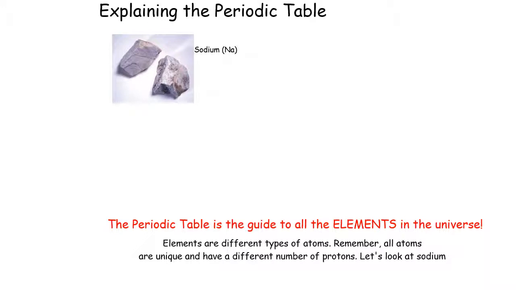It is an element. That means that sodium is only made of one type of atom. So every single atom in sodium has got the same number of protons and electrons, right? Everything in sodium has got 11 protons and electrons. Sodium is an element because all of the atoms have the same number of protons and electrons.